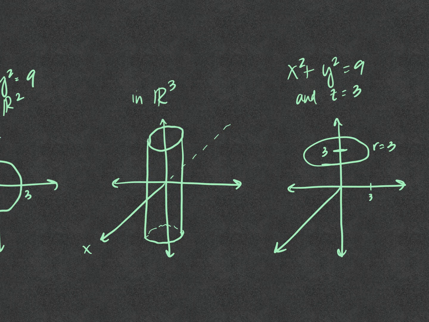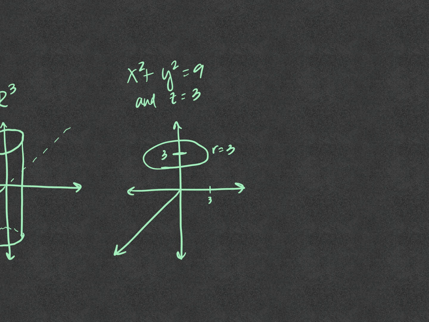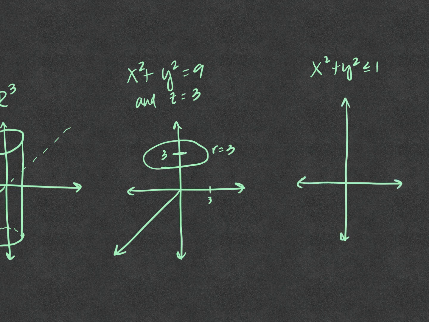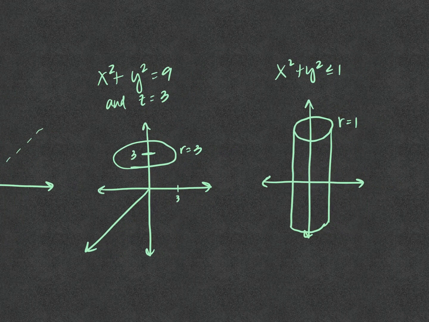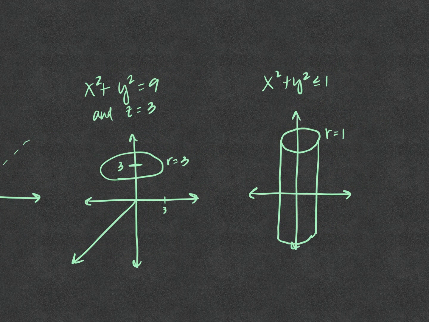Now we have an even better one. Let's say x squared plus y squared is less than or equal to 1. Well, in that case, we have a right circular cylinder, but it's filled in. The radius is 1. It's still a circle, but this is completely filled in. So it's like a can. It's completely filled in. So you can see that the inequality helps us out in that aspect of it.